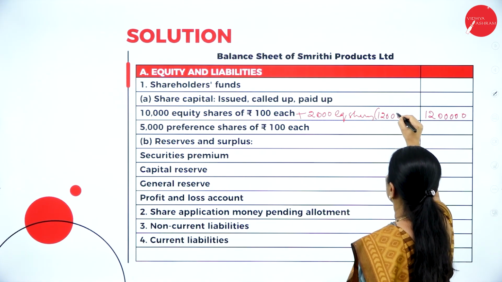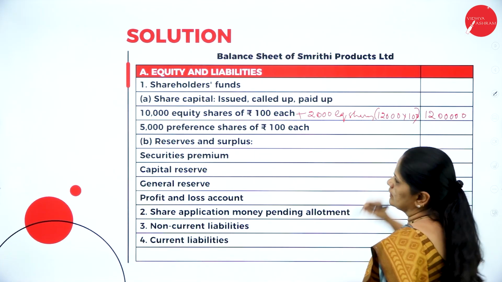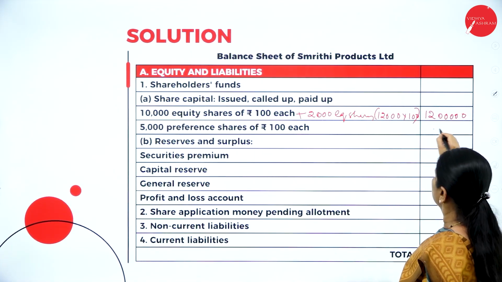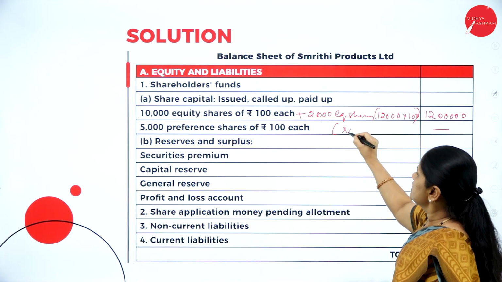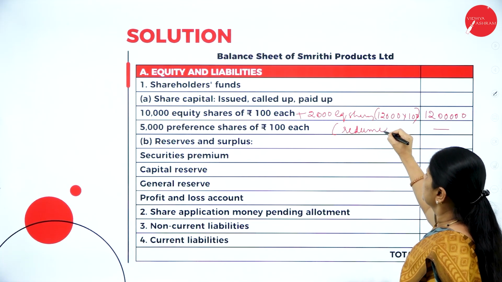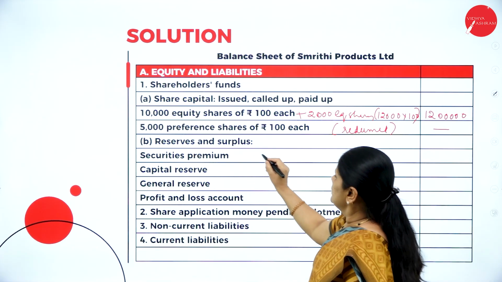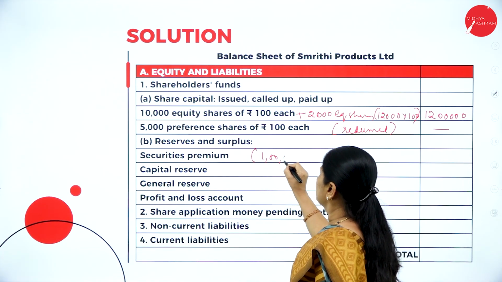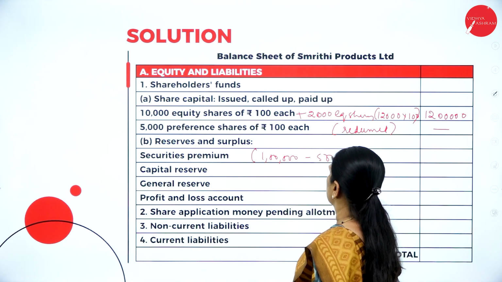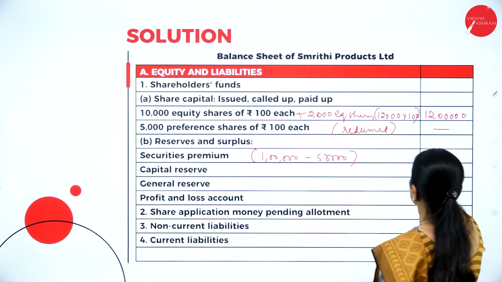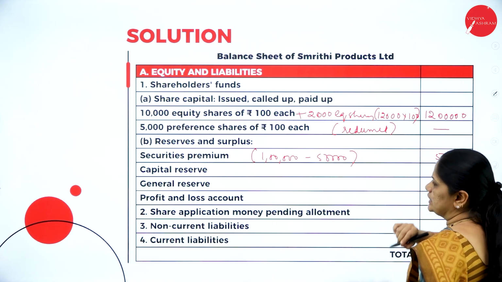12,000 into 100, 12 lakhs. Now these preference shares are not there. It has been redeemed, so we need not write. Now in the securities premium account, there is 1 lakh. From this I have taken 50,000. So the balance will be 50,000.